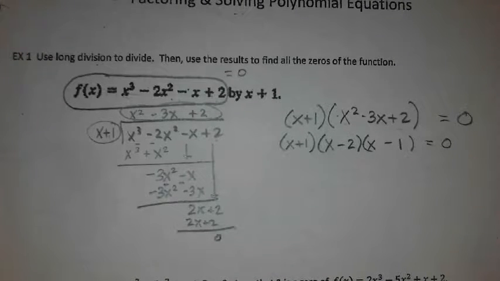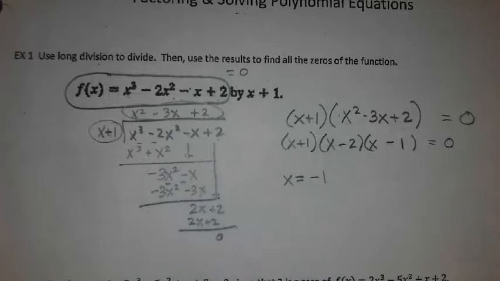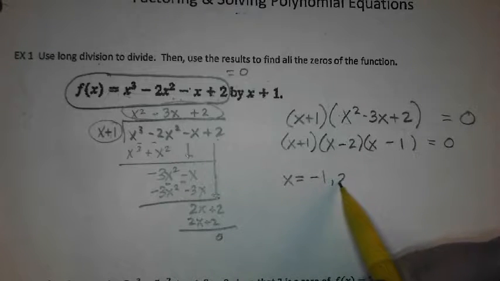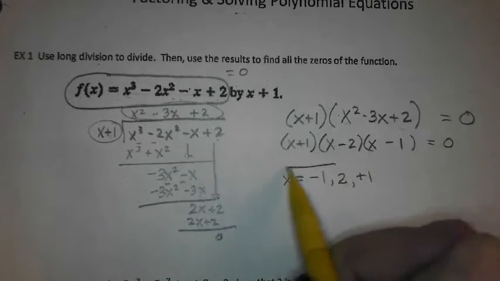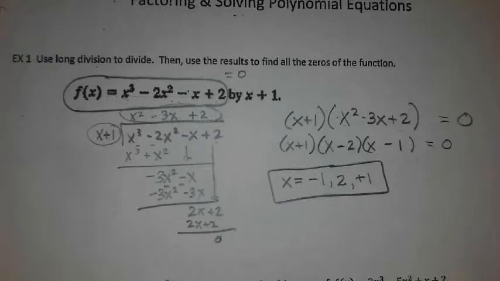So use the results to find all the zeros. Well, I found all the factors. So if I'm answering the question, all the zeros are negative 1, positive 2, and positive 1. Those are all the zeros, all the roots, all the solutions, however they may phrase it. Does that make sense? Okay?